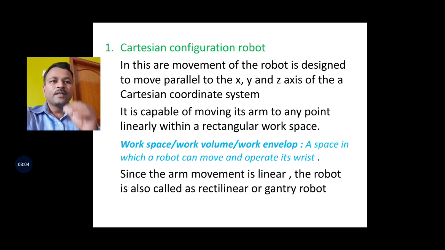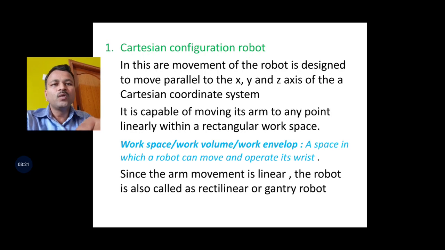The robot arm can move parallel to x, parallel to y, parallel to z axis. A space in which a robot can move and operate its wrist is called the workspace. It is also called work volume or work envelope. Since the arm movement is linear, the robot is also called a rectilinear or gantry robot.